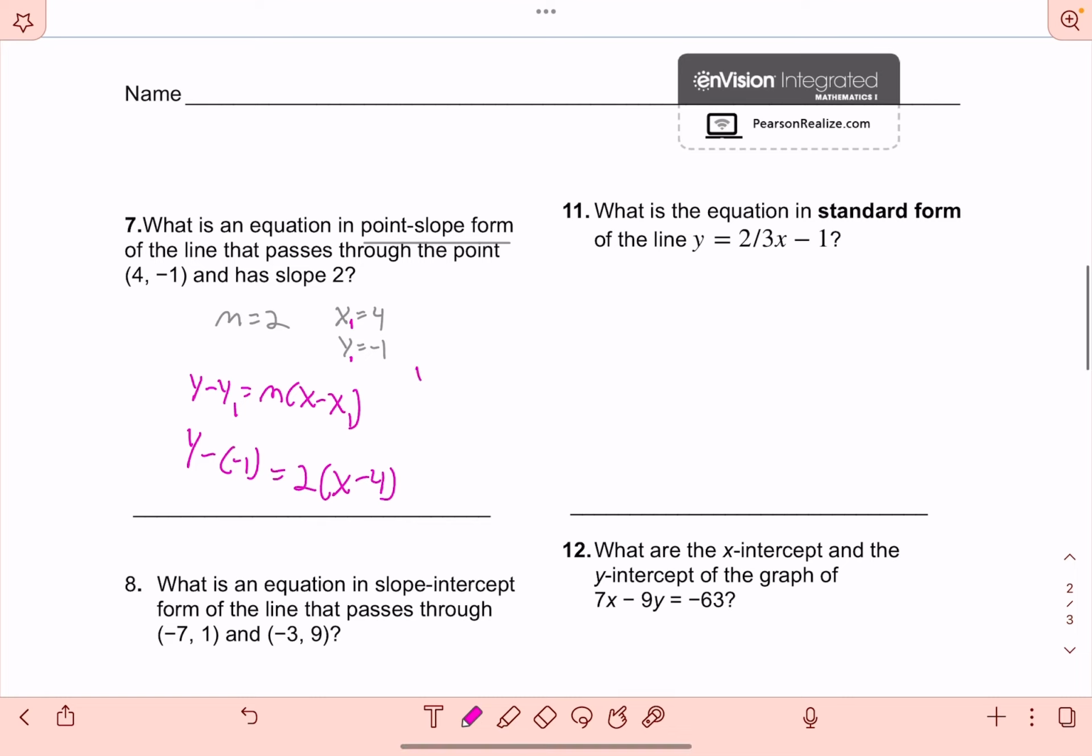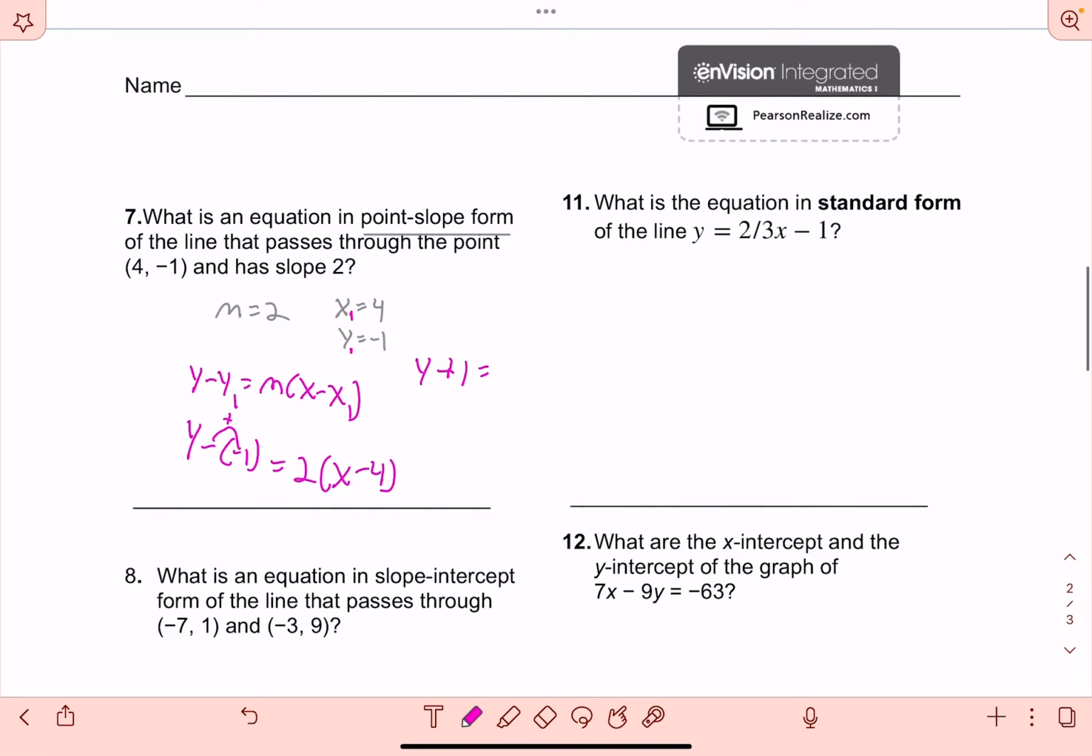You could also rewrite this as y plus 1, because minus a negative is a plus. And that's 2x minus 4. All right?